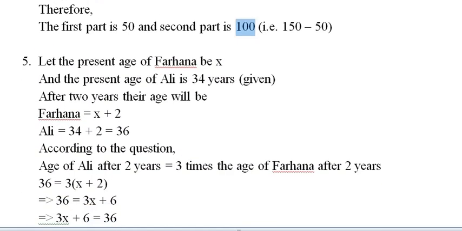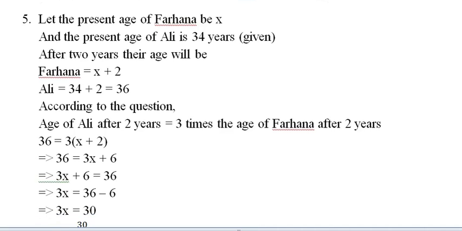Now let us move on to question number 5. Let us read the question first. Read the question 2 times, 3 times, then frame the equation. 2 years from now, Ali's age will be 3 times his sister Farhana's age. So after 2 years, Ali's age will be 3 times the age of his sister Farhana.